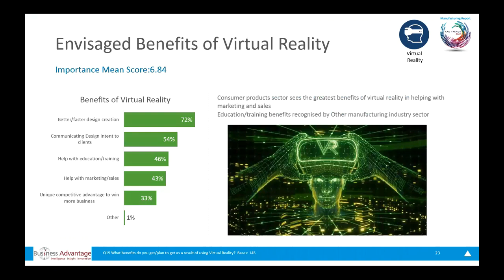And we asked about the benefits of virtual reality, and almost 3/4 of respondents mentioned the opportunity for better or faster design creation, that's 72%. Within the consumer products industry, respondents could see benefits in the use of virtual reality for help with things like marketing and sales.